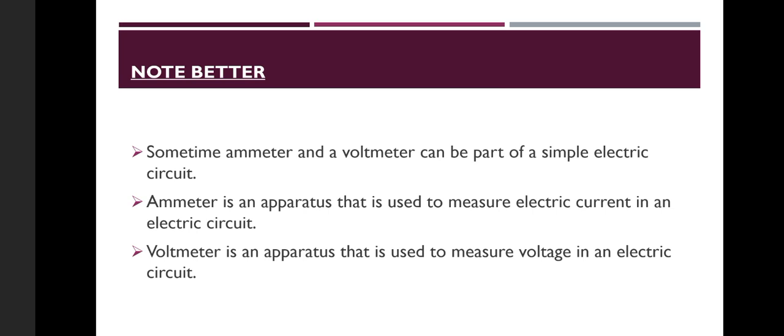The ammeter is the apparatus that is normally used for measuring electric current that is flowing through an electric circuit, and on the other hand, a voltmeter is an apparatus that is normally used to measure the voltage across an electric circuit.